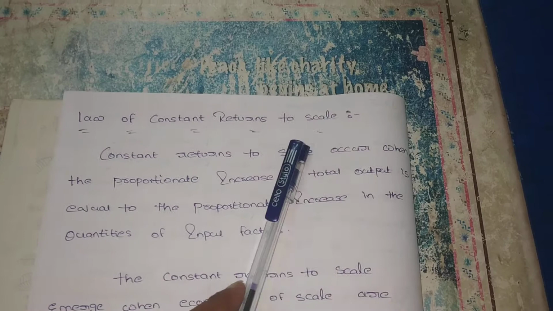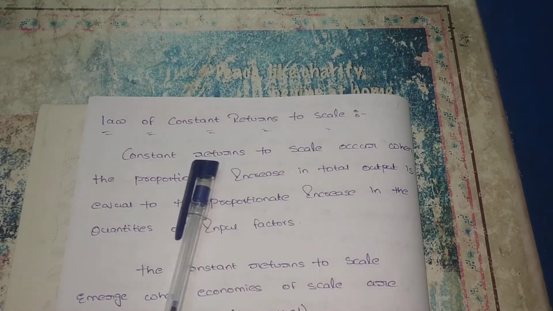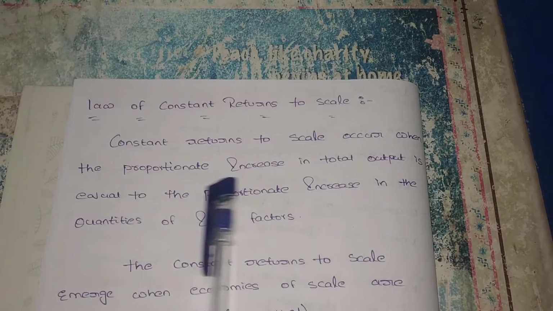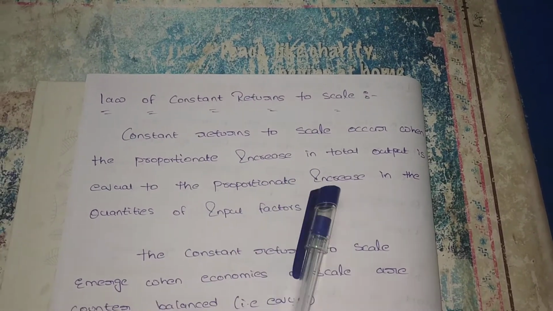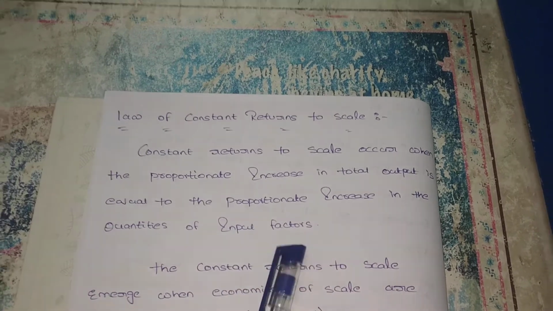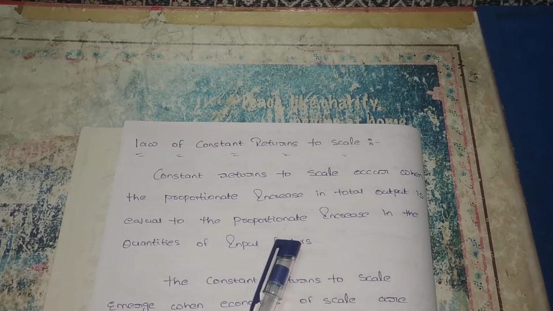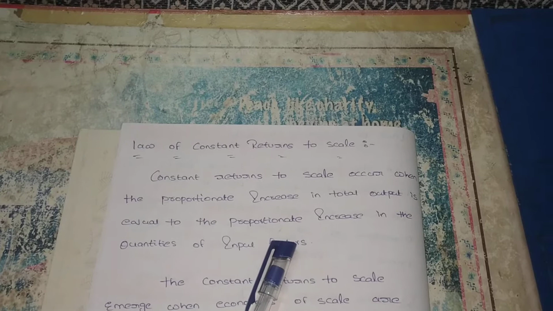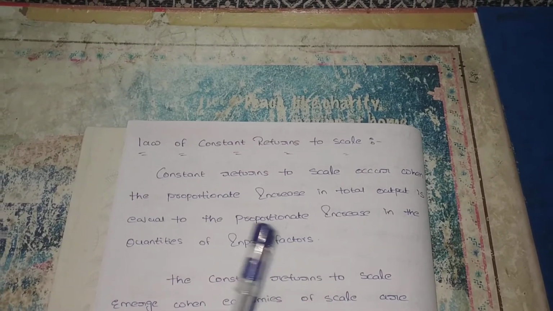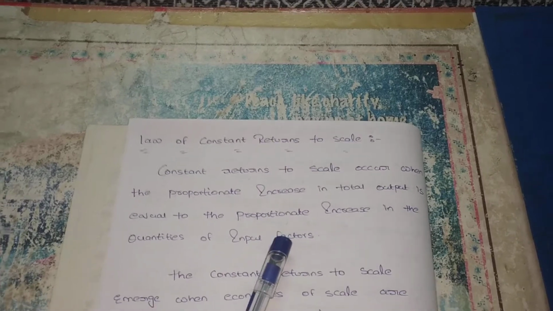Law of constant returns. Where can we say there is a law of constant returns? Constant returns to scale occurs when the proportionate increase in total output is equal to the proportionate increase in the quantity of input factors. Suppose our inputs are increased by 5%, so the output is increased by only 5%. So we can say there is equality. How much the input increases is equal to the output. We can say there is constant returns to scale.